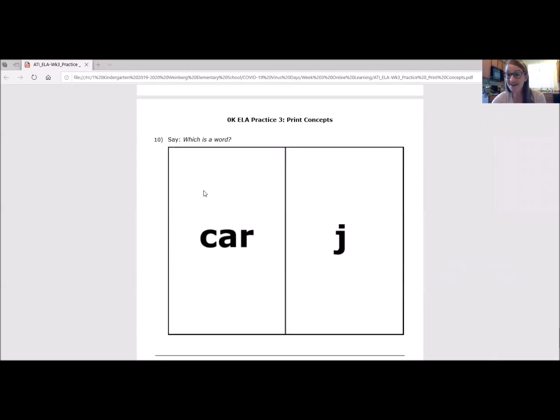Oh, last one, number 10. Yay! It's asking you which is a word. So we've got car and J, which shows me a word. You're right, guys. Car is a word. J is just simply a letter.